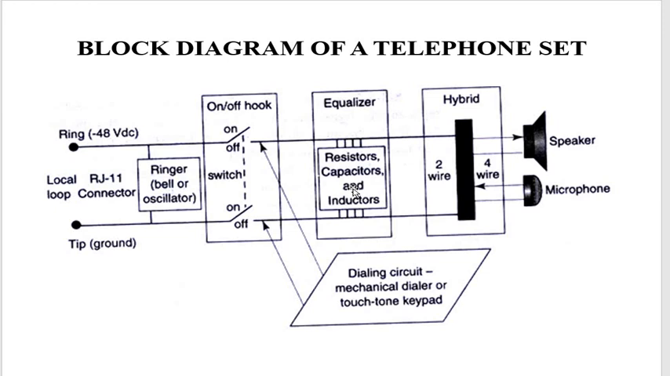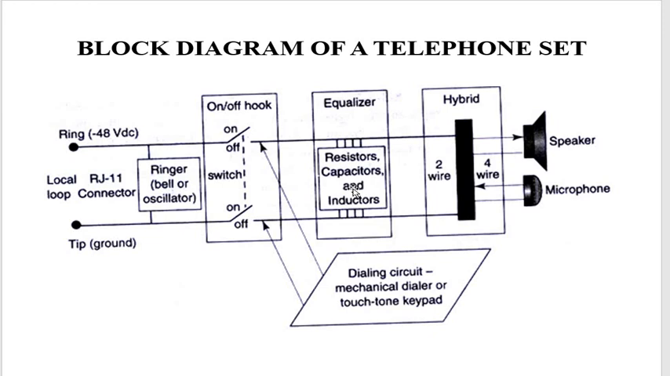Next comes the equalizer block. The equalizer is a combination of different passive components. Passive components means it can be resistors, capacitors, inductors, etc. And these are used to regulate the amplitude and frequency of the voice signal. According to the incoming signal, the signal frequency or the amplitude has to be adjusted, so this is done using the equalizer circuit. And it is also used for resolving the problems due to interdependence of different frequency signals.